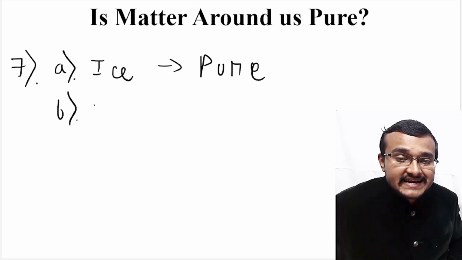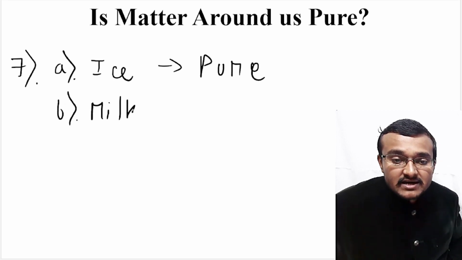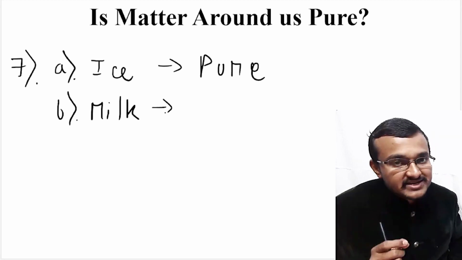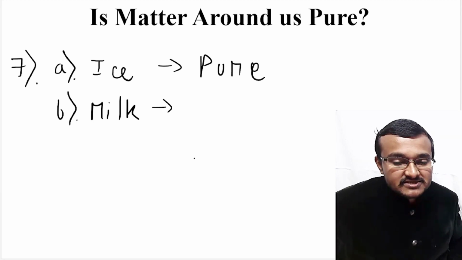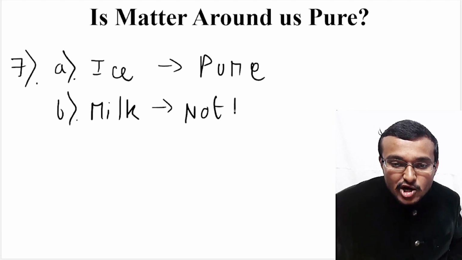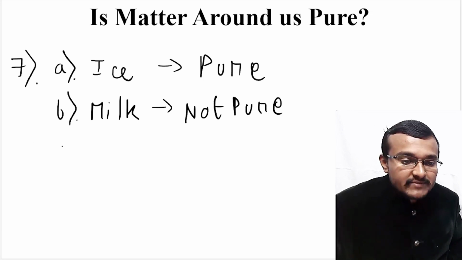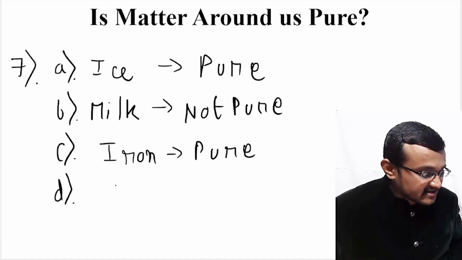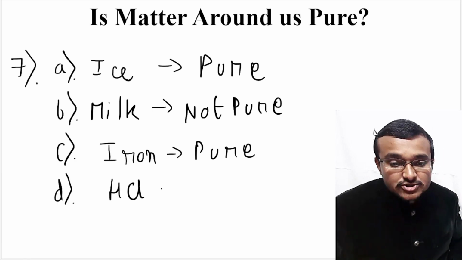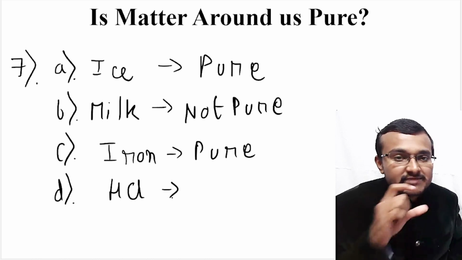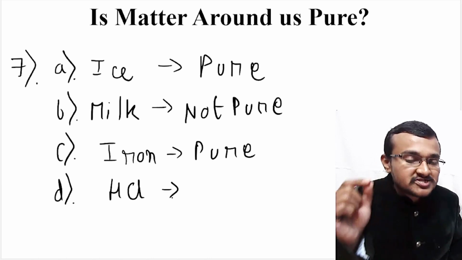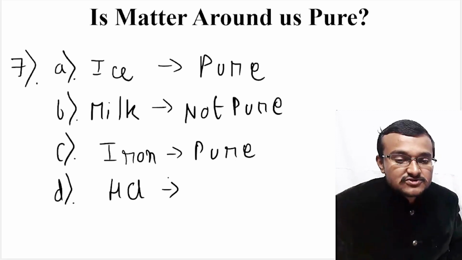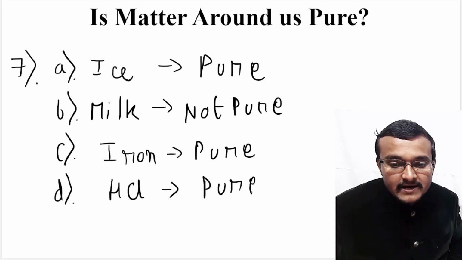Coming to the second substance, here they have given milk. Milk contains a lot of fat molecules in it. So it is not a pure substance. Coming to the third substance, which is iron. Iron as such is a pure substance. The next substance is hydrochloric acid. Throughout that substance, the chemical composition will be HCl itself. So that's why hydrochloric acid is also a pure substance.